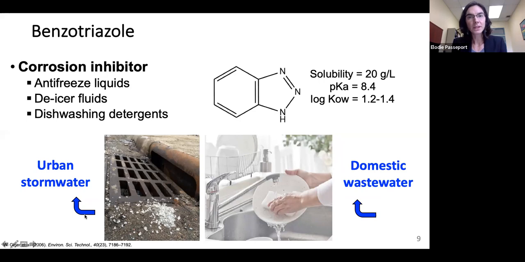But it's also incorporated into dishwashing detergent, and because of this use, you find it quite frequently in domestic wastewater. So it's quite ubiquitously found in the environment. Benzotriazole has a very high solubility and it's quite hydrophilic. In other words, we tend to find it in the water more than adsorbed on solid surfaces. And it has a pKa at around 8.4.